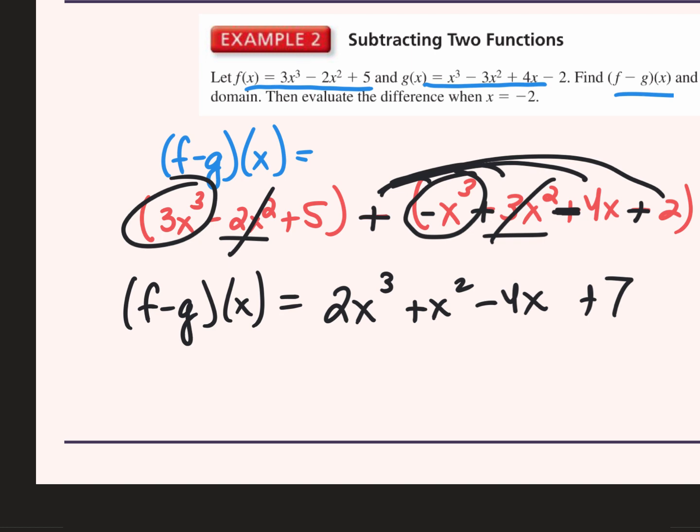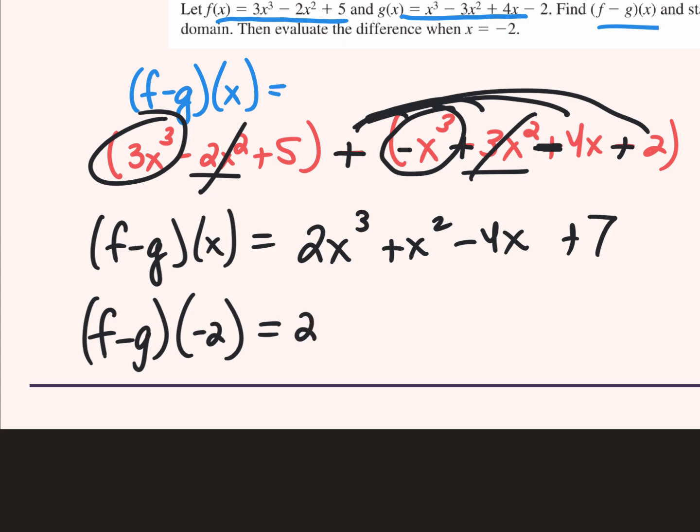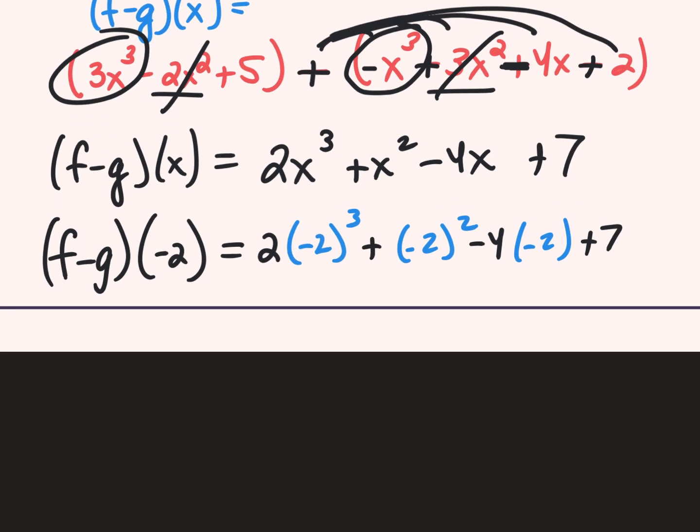Now the next question says, what is f minus g of what number? Negative 2. So what do I do now? I'm going to plug in a negative 2 where? For every x that I see. So I'm just going to say 2 times negative 2 cubed plus negative 2 squared minus 4 times negative 2 plus 7. You guys agree? You understand that? So now let's just simplify. What do we do first?